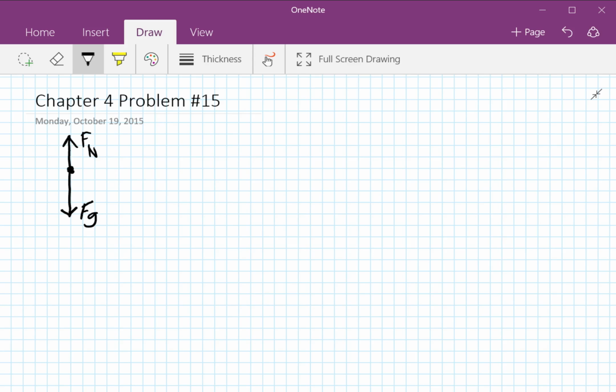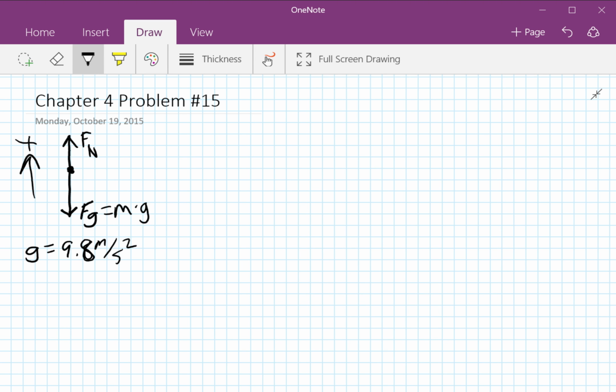So let's see, we have the normal force. We need to make sure we label that the arrow here is positive. They don't give us the mass. We know that g is going to be 9.8 meters per second squared. The force of gravity, hopefully you guys know, is m times g.